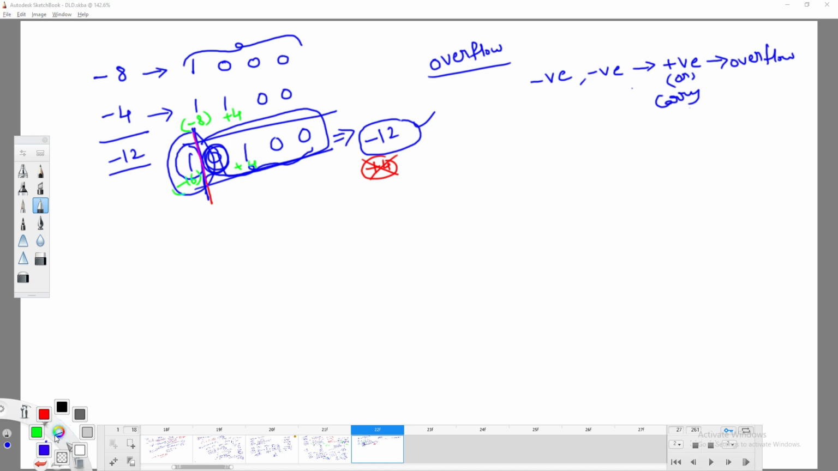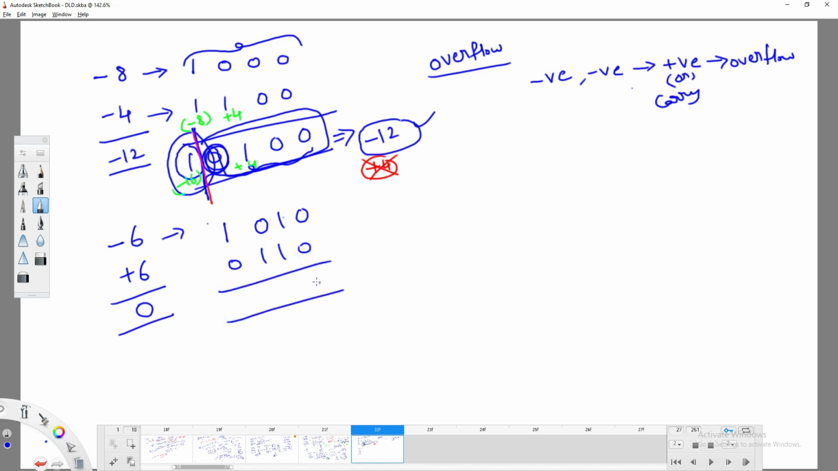So try to think of one more situation. For example, -6 plus 6. What is the result you have to get? 0. What is the 2's complement of -6? Right? So if you are unable to calculate it, try 0 1 1 0, and complement is 1 0 0 1, plus 1. So what can you directly tell? 1 0 1 0. Very good. This is minus 8 plus 2, minus 6 only. What about plus 6? 0 1 1 0. You are going to get 1 0 1 0 0 1 1 0.